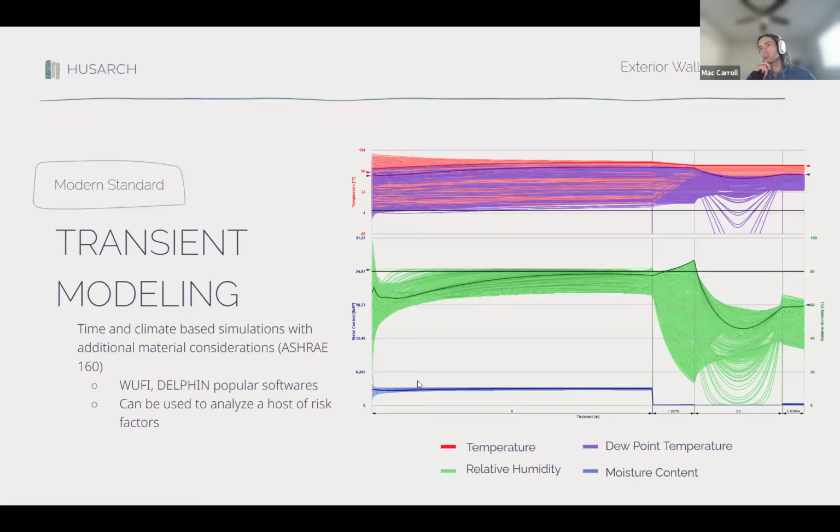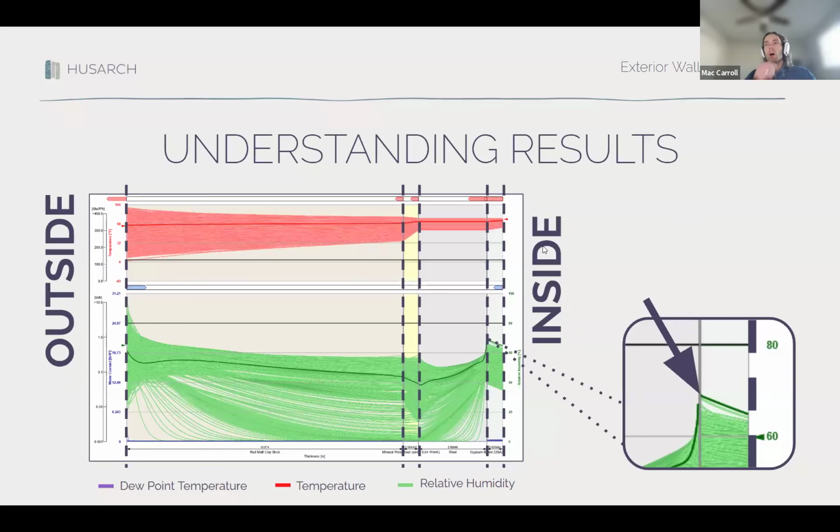You can see here that each of these lines represents temperature, dew point temperature, and relative humidity. It's more commonly referenced for moisture content, which I'll talk about a little bit later as well. But go to the next slide.